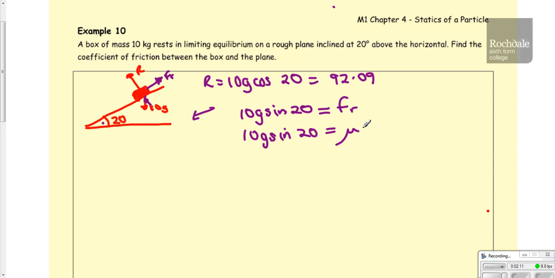So we can put mu, and then 92.09 is the value of R, mu R. So dividing through by 92.09, you should find, when you do your calculations, mu works out to be 0.36 to two significant figures.